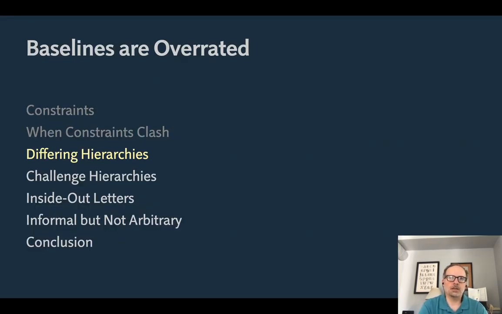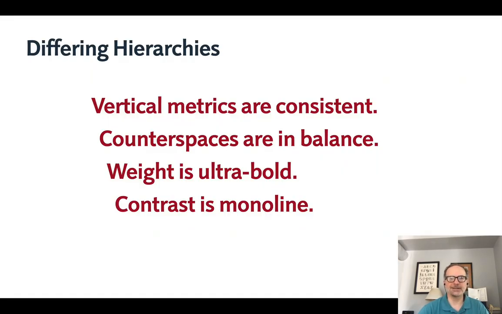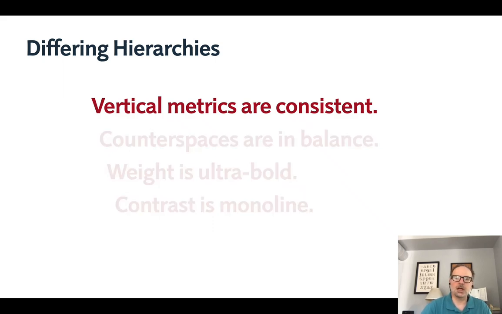So there's a hierarchy, in other words, of these typographic features. And when we see hierarchies, we want to challenge them, right? So here, once again, is our hierarchy for Memphis. And vertical metrics are consistent was the top thing on the list. That trumps everything else in the case of Memphis.